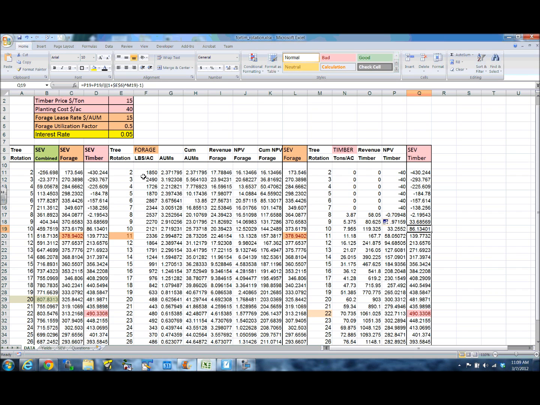Remember when we were looking at the timeline, what's going to be true of all of these continuous benefits is we're going to have a cumulative NPV column, so it's sitting here. But let's work out how we got there. So here's the forage yields that were on the graph.